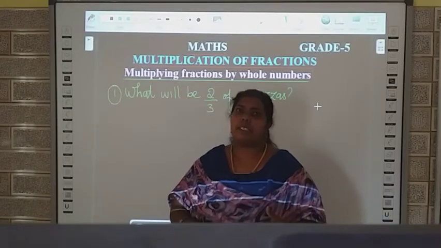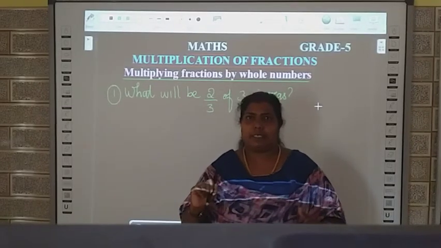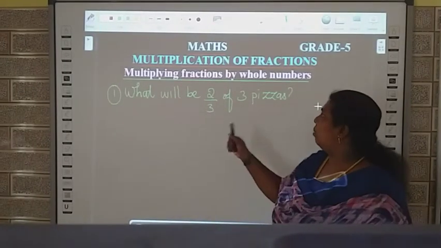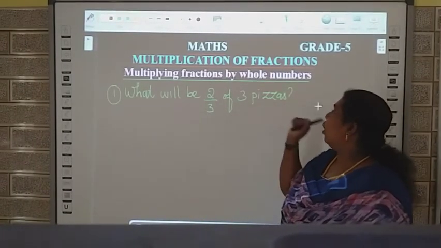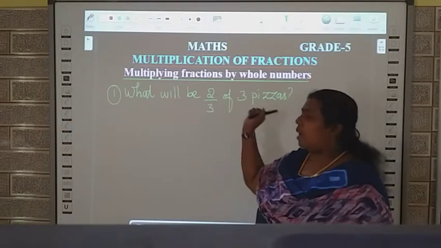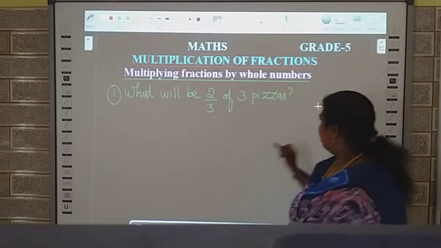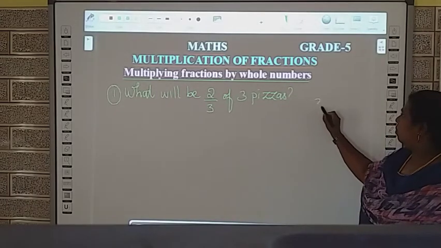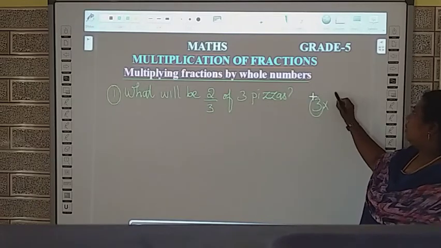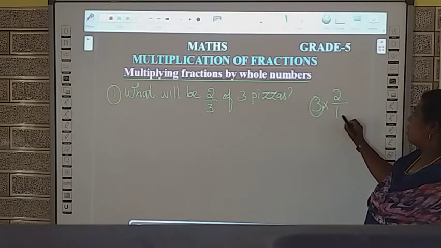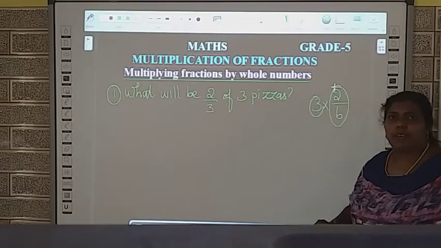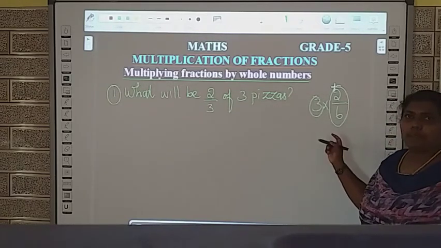Today we are going to discuss multiplication of fractions. Okay, multiplication of fractions. The first topic is multiplying fractions by whole numbers. How to multiply fractions by a whole number. Okay, for example, here 3 is the whole number, and 2 by 6 is the fraction value. Now I will explain how to multiply these two numbers.